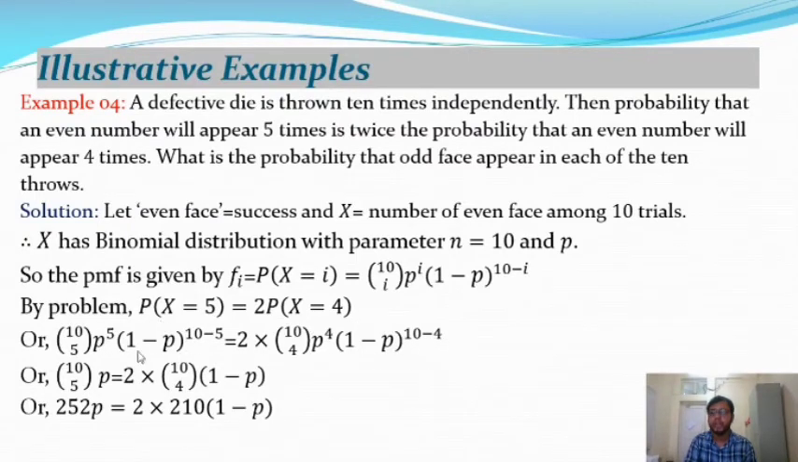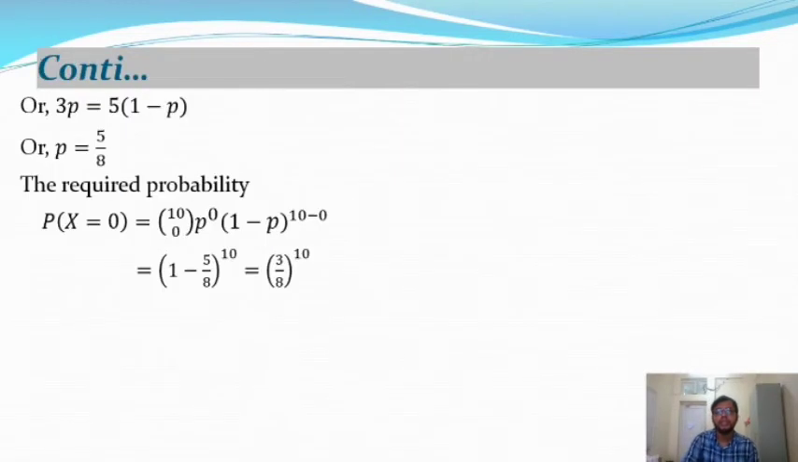And after simplifying this, we'll get 10C5 into p is equal to 2 into 10C4 into 1 minus p. And from this we'll get the value of p. That means 252p is equal to 2 into 210 into 1 minus p. And from this we'll get the value of p, and it will be 5 by 8. Okay.